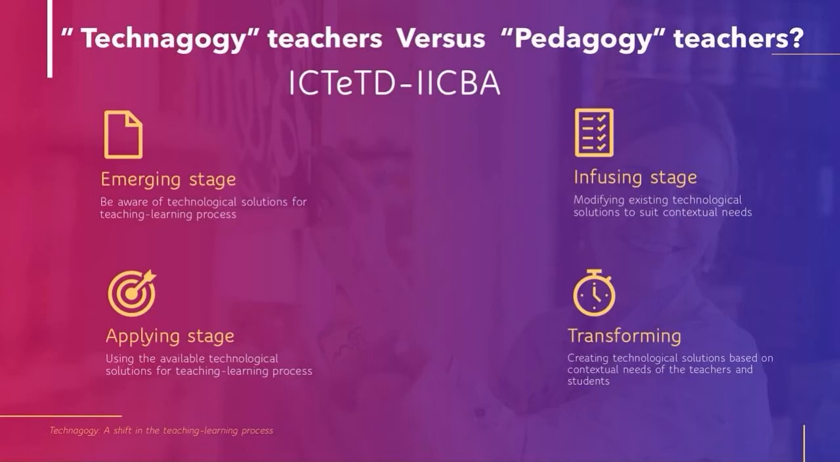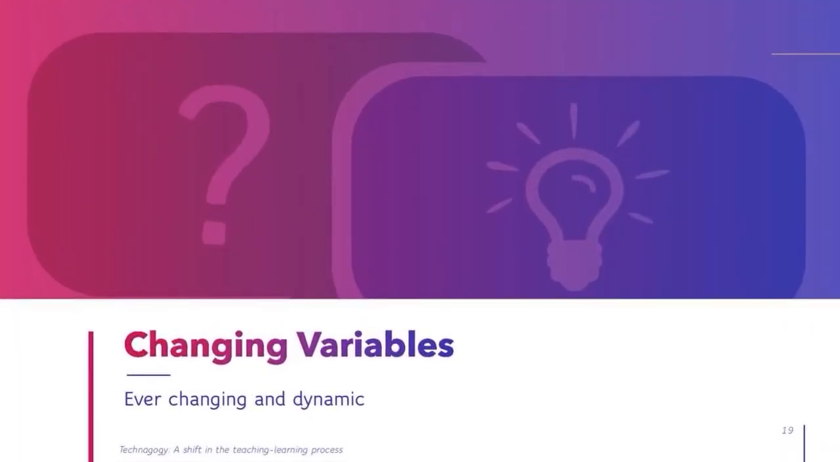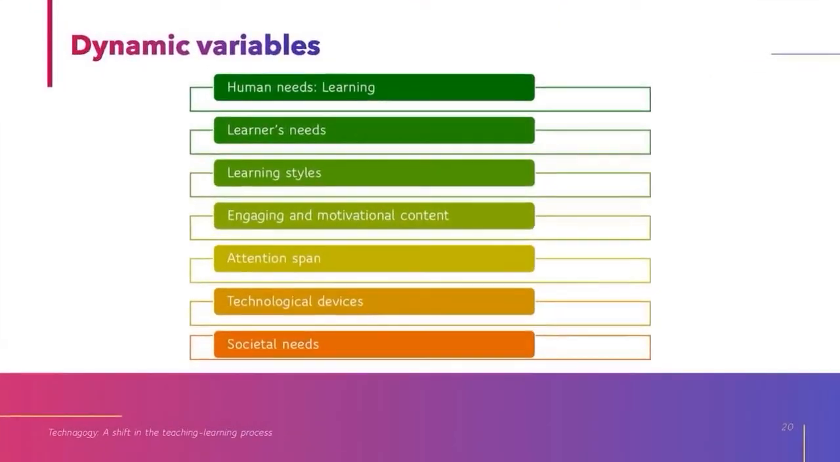Now, what are these changing variables that we need to pay attention to? Things that will keep changing the way we teach, the kind of technology we are going to use. Some of these variables are ever changing and dynamic at the same time. So the first variable there you see is human needs. Human needs are always on the increase. They keep increasing.